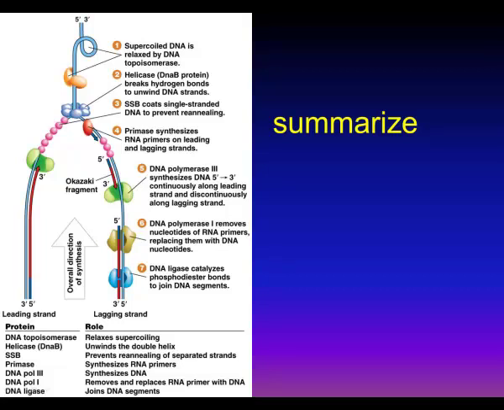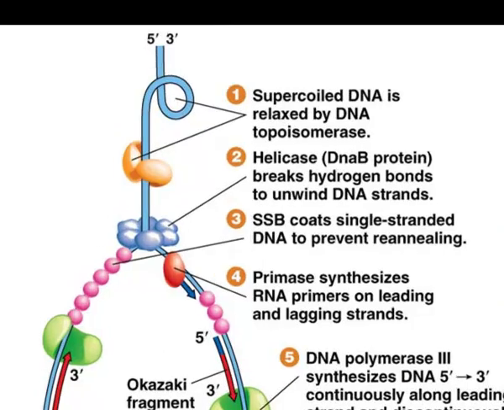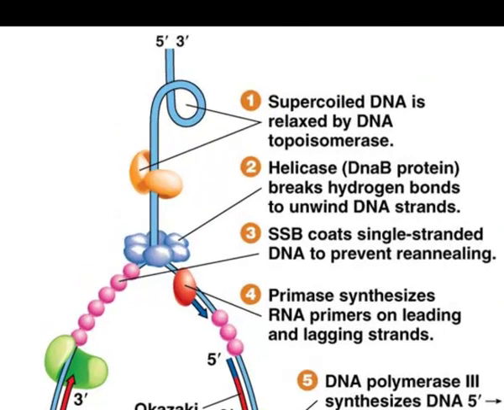So let's summarize what we've talked about so far. These are all of the steps that we've talked about and all of the things I would like for you to understand about DNA synthesis. So first step, supercoiled DNA is relaxed by topoisomerases as helicase breaks the hydrogen bonds between the two strands.